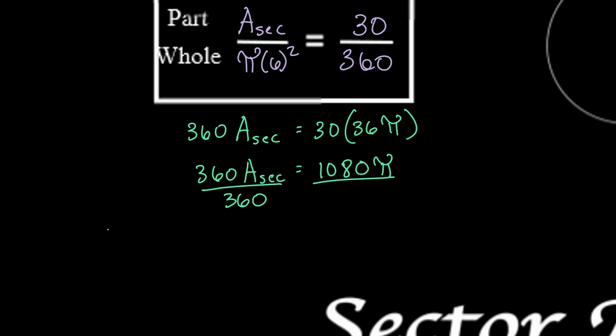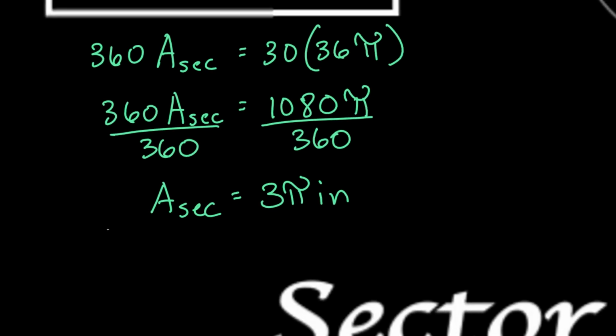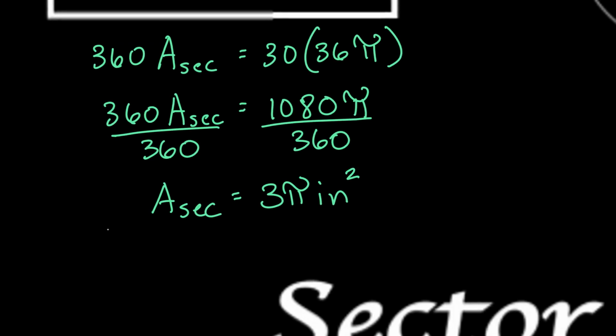What do I do to get area of the sector by itself? Divide by 360. Whoops. So what is 1080 divided by 360? 3. 3 what? Pi. And is there a unit? No, I'm going to create one and say it's 6 inches as our radius. So what's our unit? Inches what? It's area. Squared.